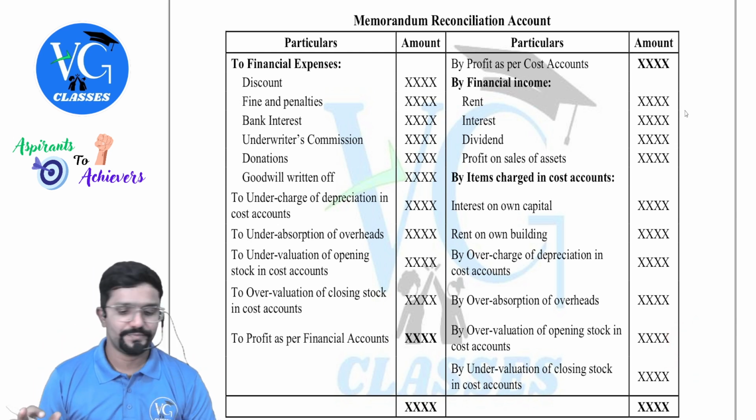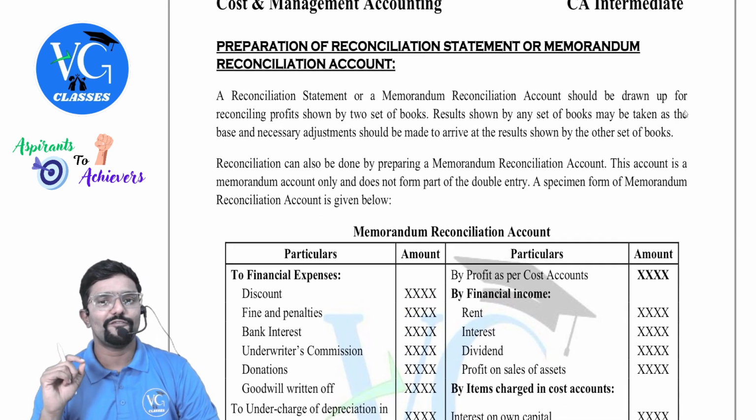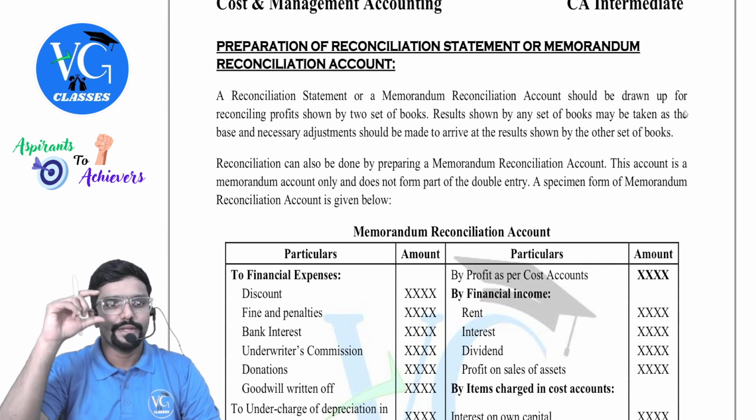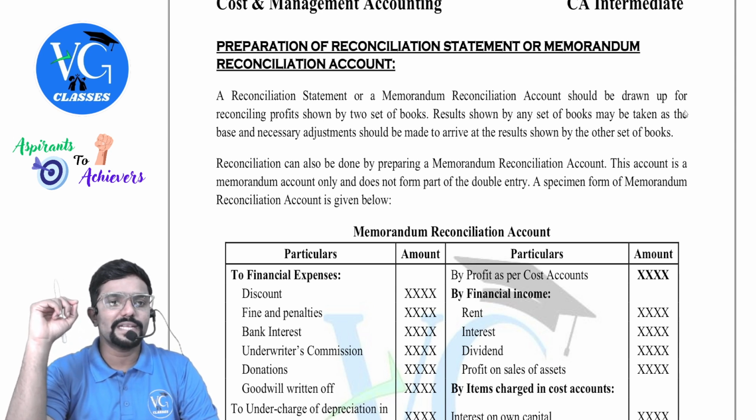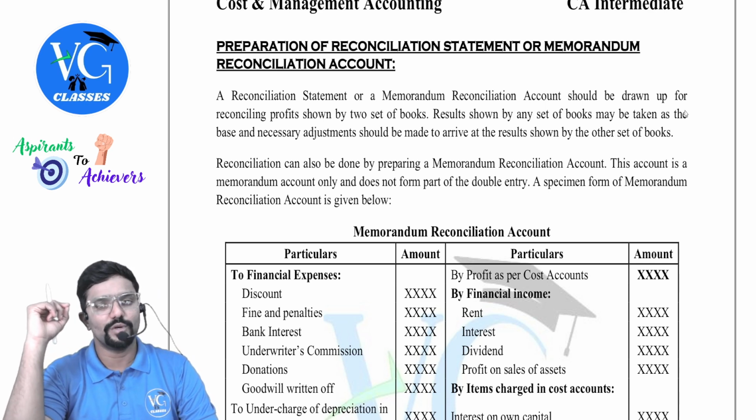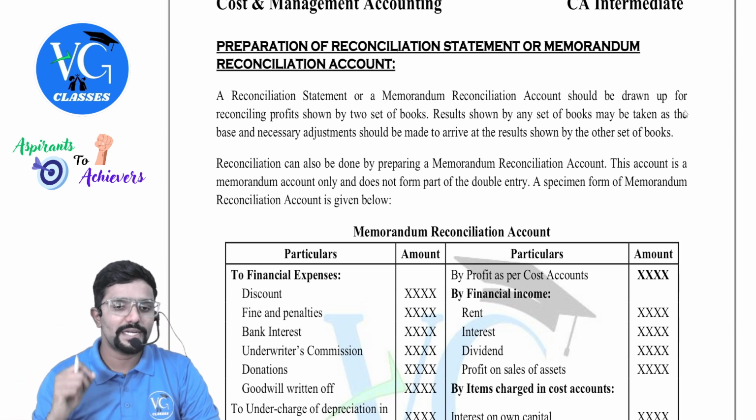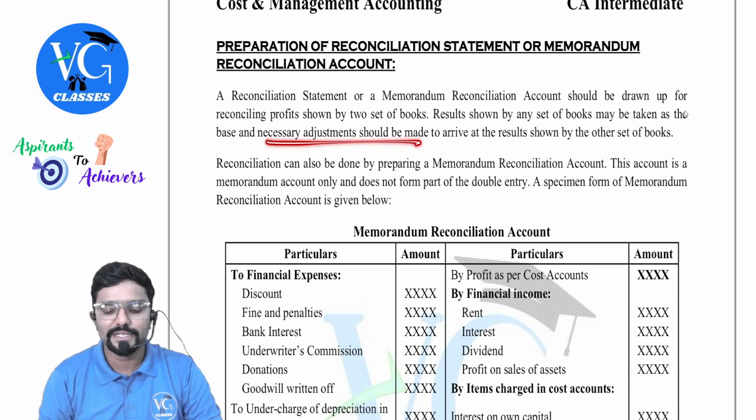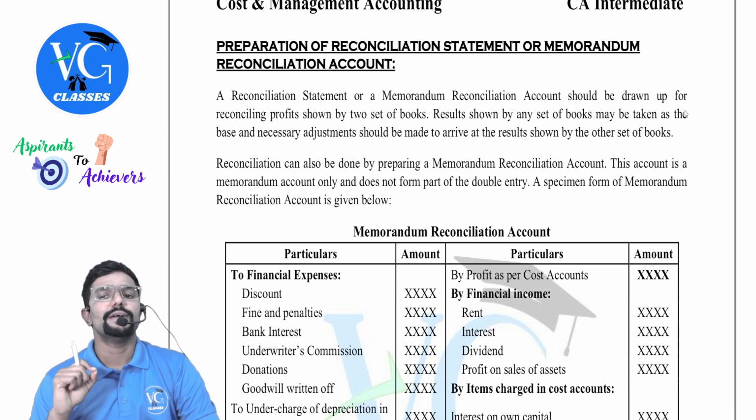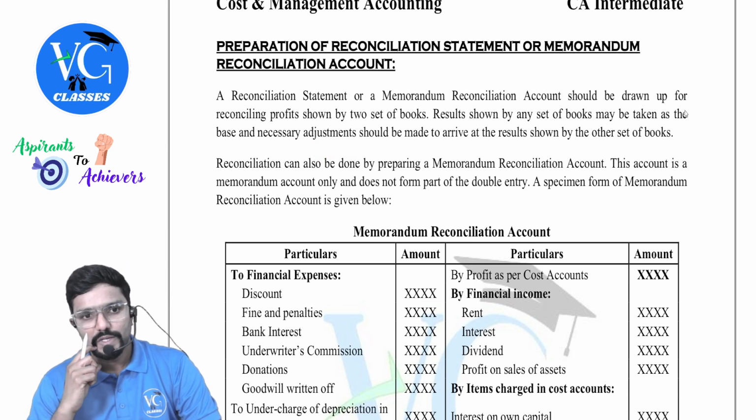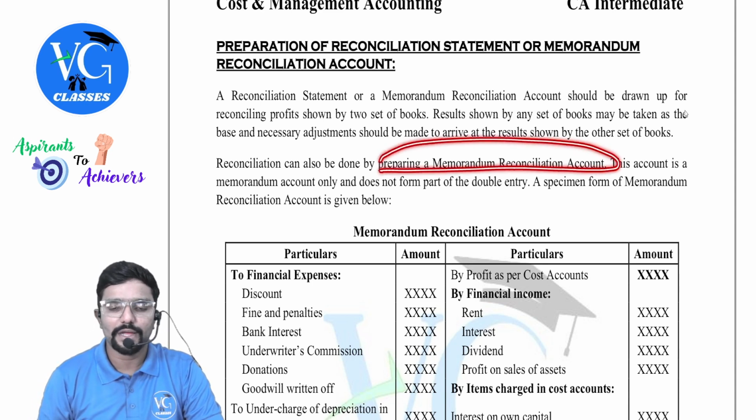Hope you guys got it. Let me read it. Preparation of reconciliation statement or memorandum reconciliation account. A reconciliation statement or memorandum reconciliation account should be drawn up for reconciling profits shown by two sets of books. Results shown by any set of books may be taken as the base and necessary adjustments, plus or minus, should be made to arrive at the result shown by the other set of books. Reconciliation can also be done by preparing what? Memorandum reconciliation account.